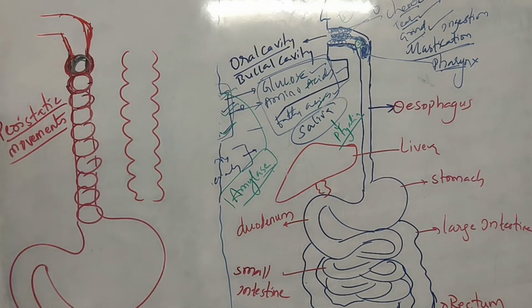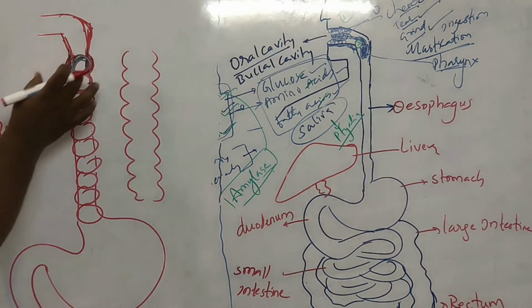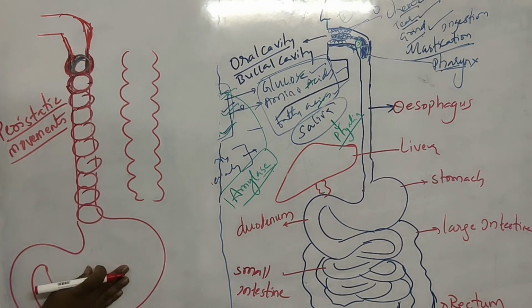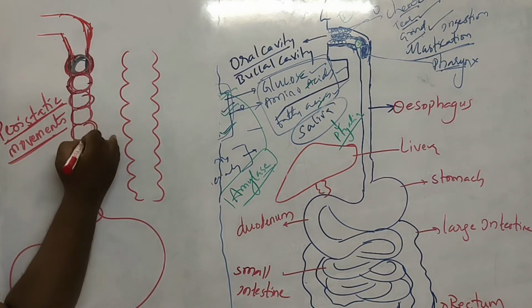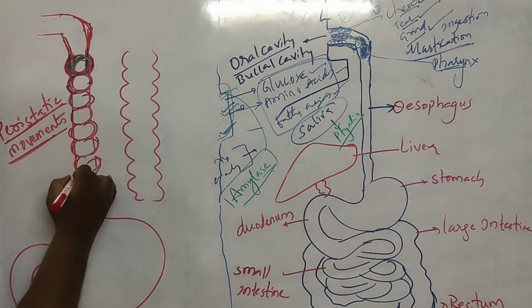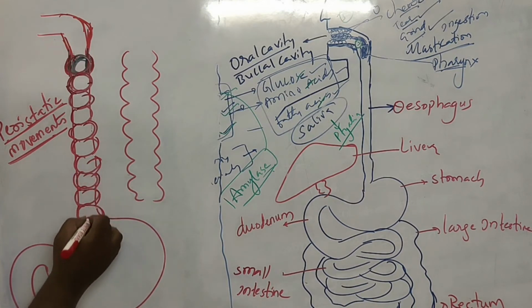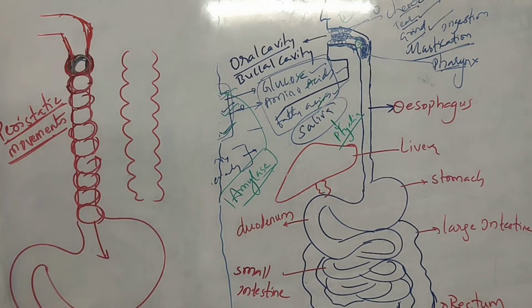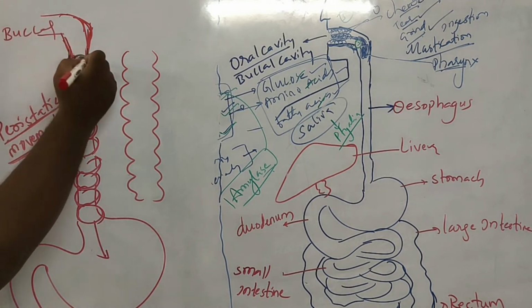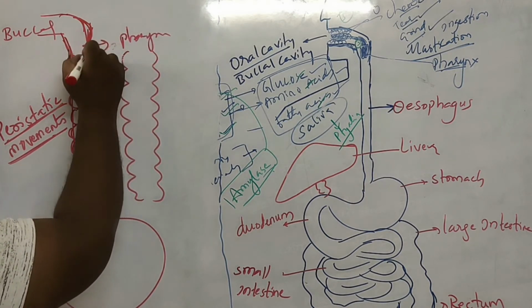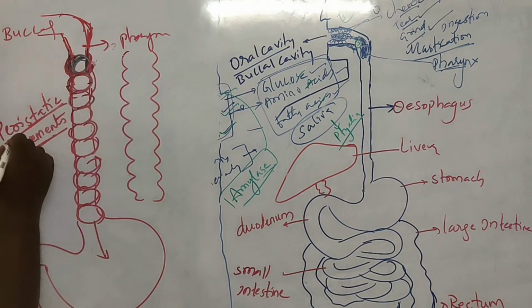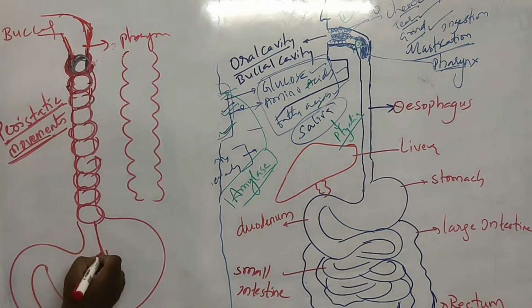What are they called? Peristaltic movements. So the food from the esophagus is pushed into the stomach with the help of what? Peristaltic movement. The muscles here keep on contracting and relaxing, so that the food will be sent into the stomach. So first the food was in the buccal cavity, then it came to the pharynx, and then into the esophagus. With the help of the peristaltic movements, the food now came into the stomach.